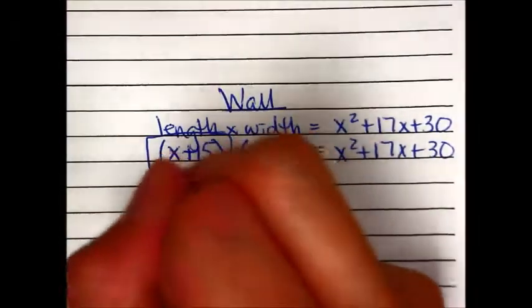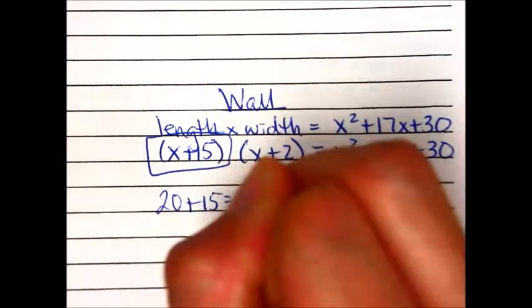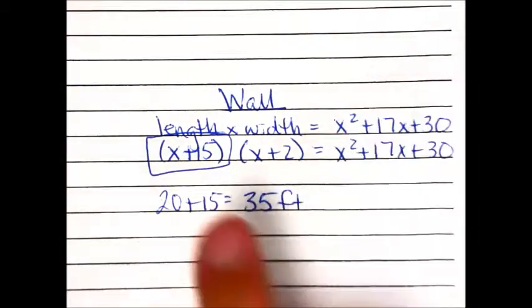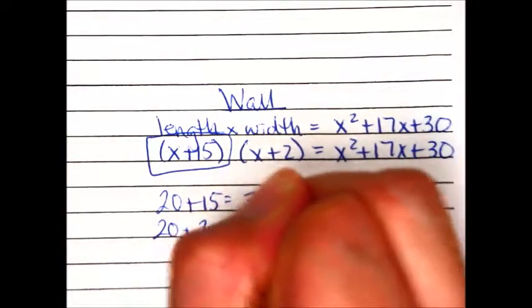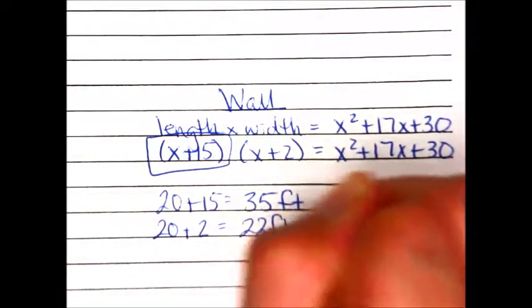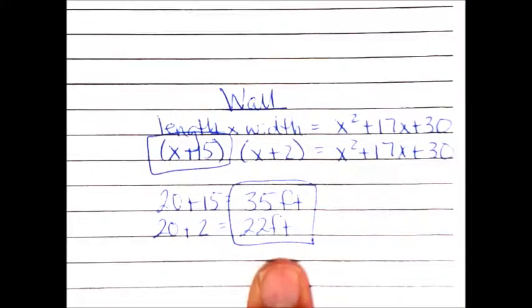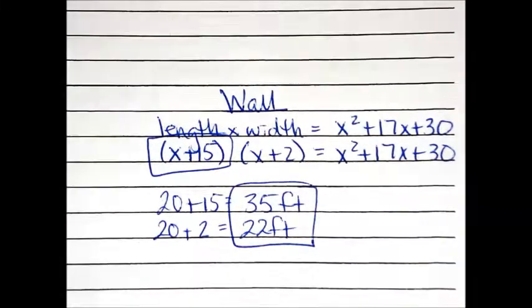The wall, if x is 20, you'd have 20 plus 15, which is 35 feet. And you would have 20 plus 2, which is 22 feet. So the dimensions of the wall are 35 feet by 22 feet, and you just solved it.